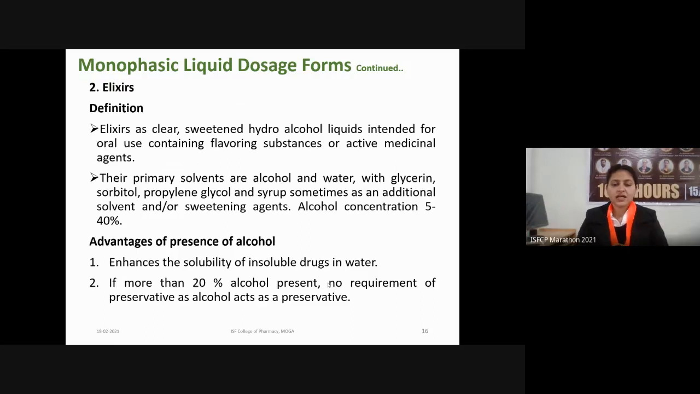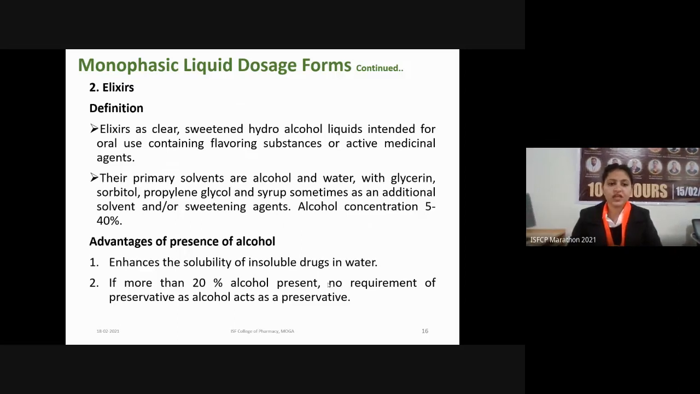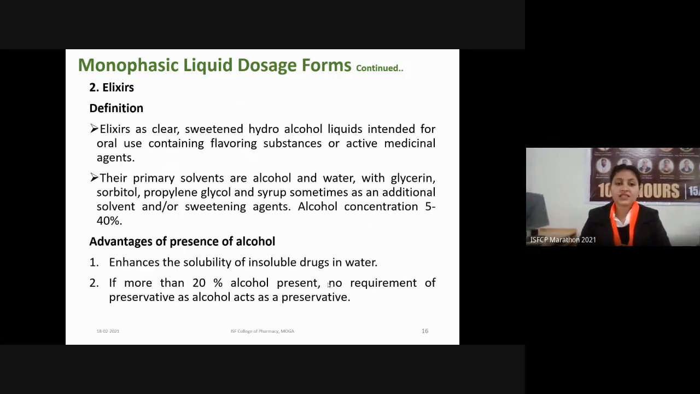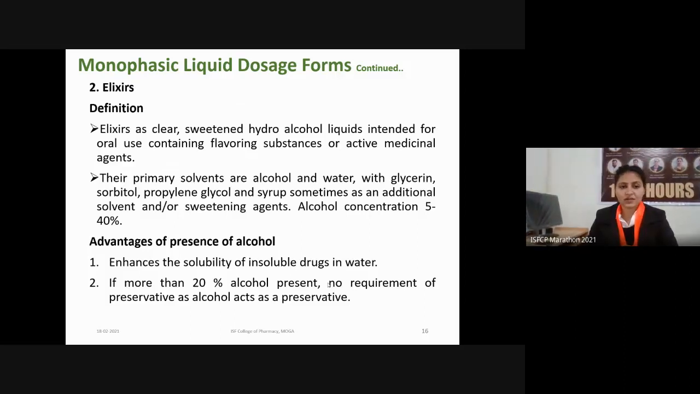Syrup was the first monophasic liquid dosage form. We have discussed the vehicles that we use in the preparation of the syrup and the methods by which we can prepare it. We have also discussed the dispensing and storage of syrups. The second monophasic liquid dosage forms are elixirs.